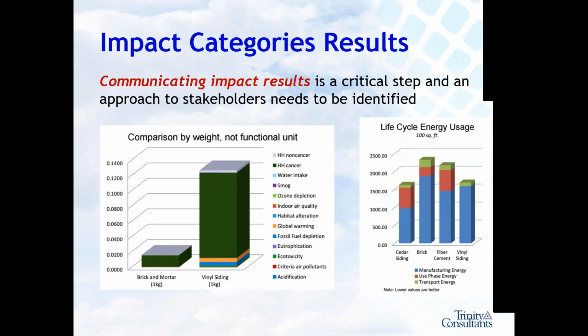So some of the results that come out of a life cycle assessment include comparison by weight of maybe the function of your product. This is an example of brick and mortar and vinyl siding. Consideration of some of the elements of usage of water intake, indoor air quality, potential cancer impacts and health impacts, fossil fuel depletion, and acidification, just to name a few of the elements that they took into consideration.